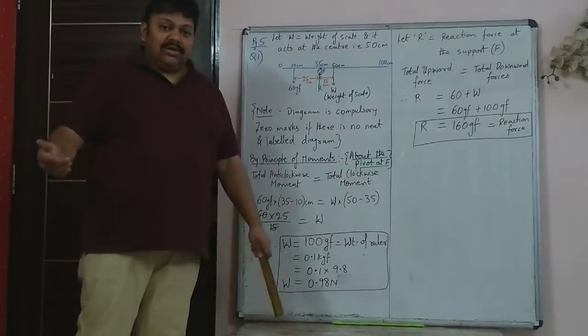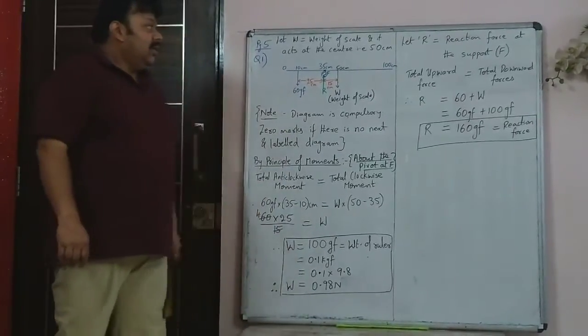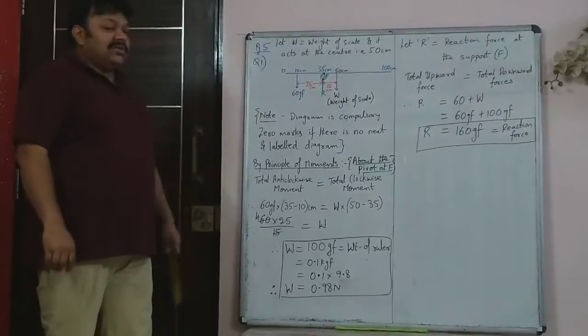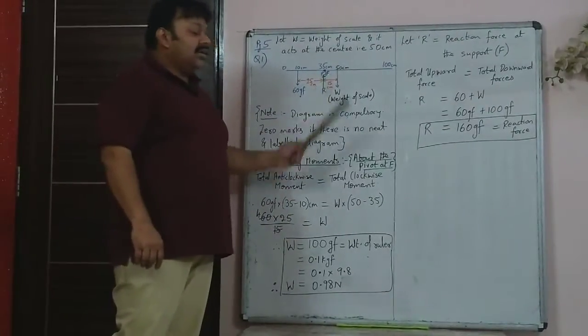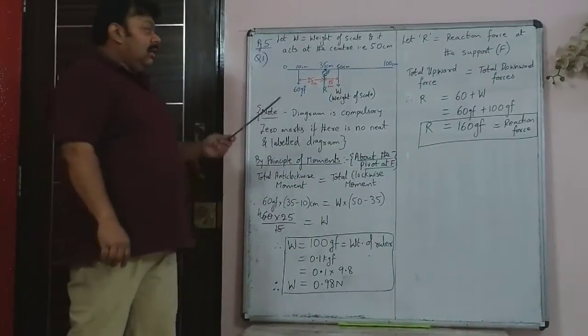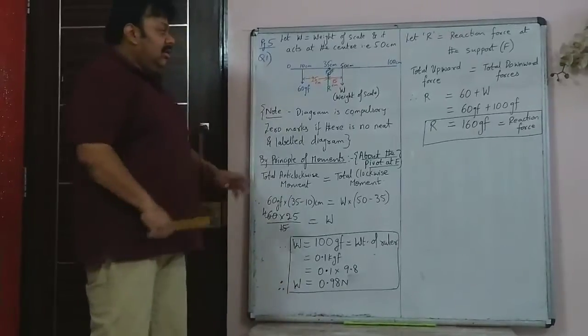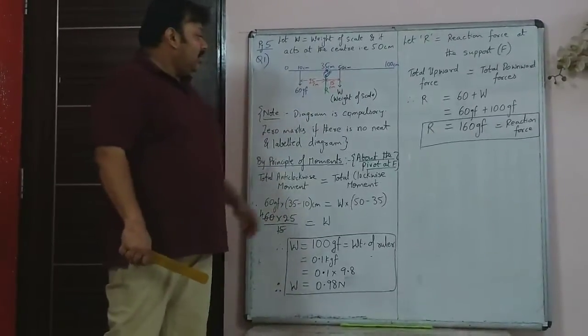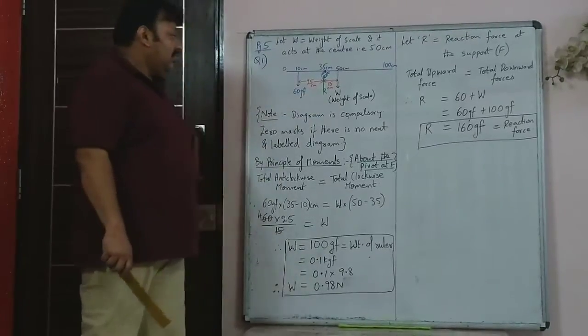Kgf is an SI unit, so you can leave it as 0.1 kgf. Now in this sum, the second question asked is, what is the reaction force that acts on the support? Now, at the support you have a reaction R. That is the only force acting upward. The other two forces are acting in the downward direction.